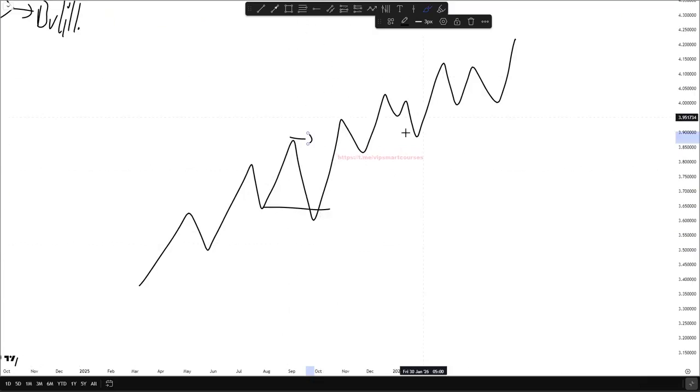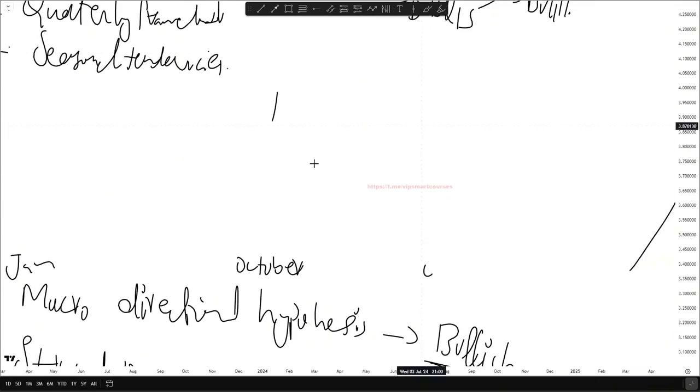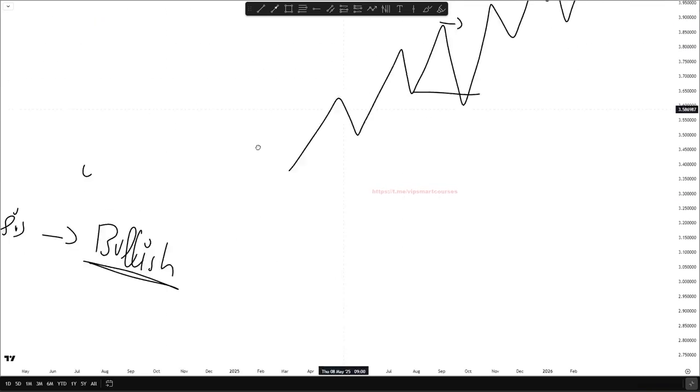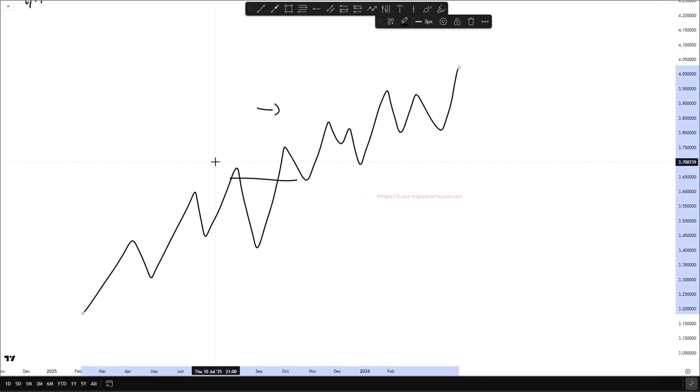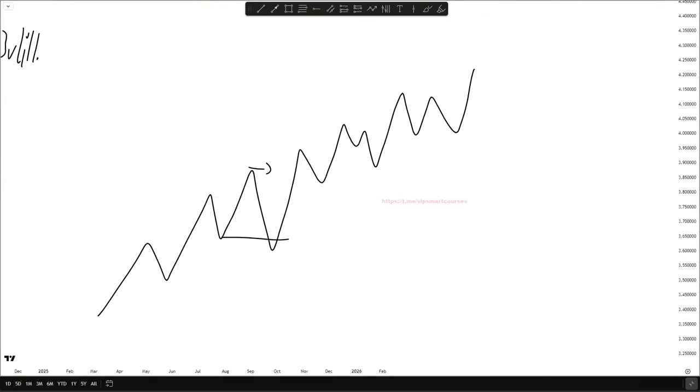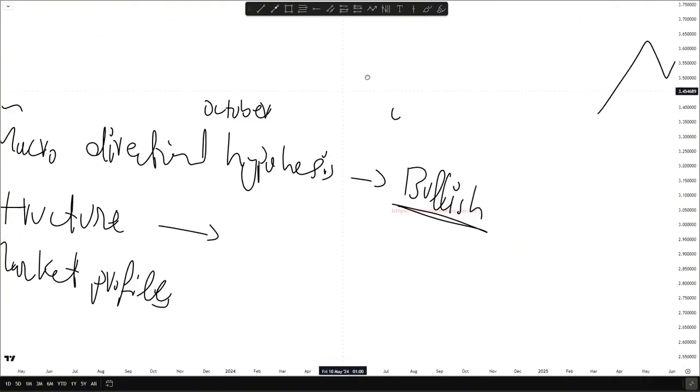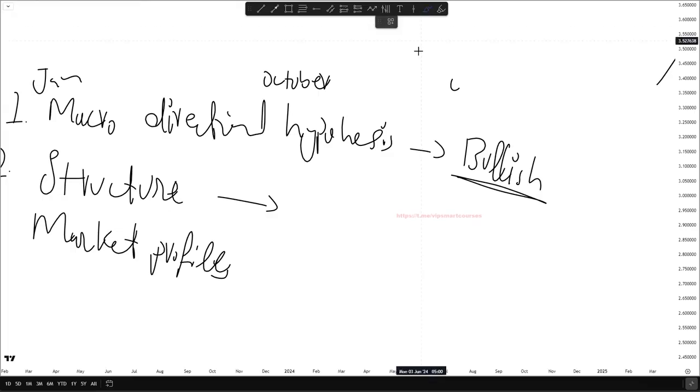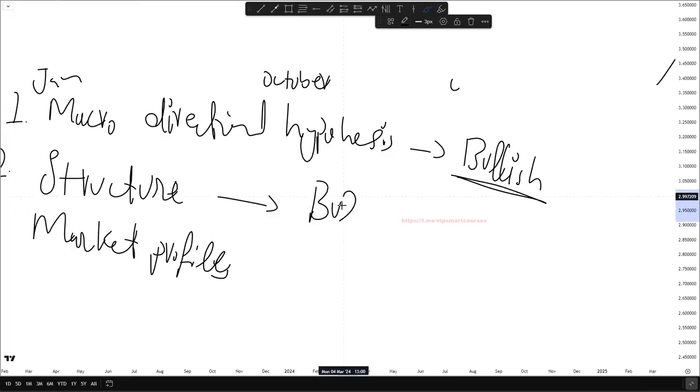Let's say price is moving in a bullish structure, then in that case the structure component validates the macro directional hypothesis, and in that case you would have a clear directional idea, which is that price is moving in a bullish directional trend, or the underlying directional idea is bullish. So now we have both the directional hypothesis and structure in alignment with each other, and they are saying that the underlying directional idea is bullish.